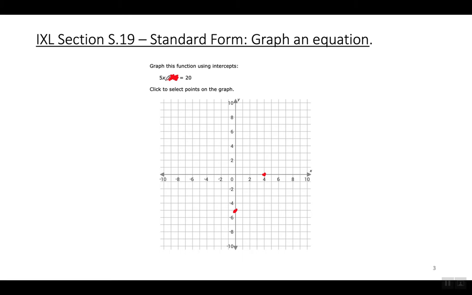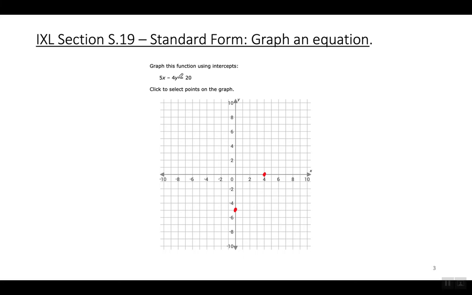Para encontrar el intercept de X, tengo que hacer Y igual a 0. Así que eso cancela todo esto porque 0 por cualquier número te da 0. Y simplemente hacer, ok, 5X es igual a 20, así que divido 20 por 5 y eso me da 4. Ahora para el otro hago la misma cosa. Alright, so 4 and negative 5.